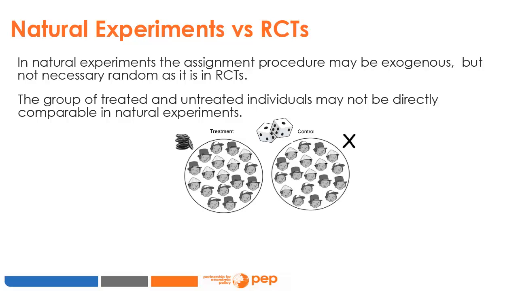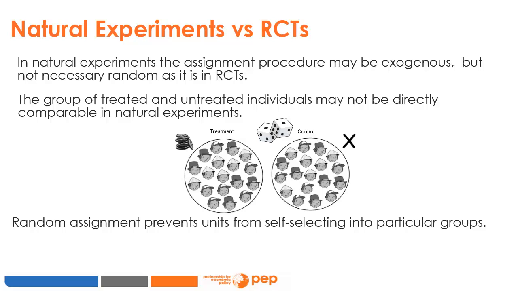Units are selected into the treatment or control group based on a random assignment mechanism, for example a lottery, designed by the researchers. This random assignment prevents units from self-selecting or being selected by others into particular groups, and thus ensures that the treatment and control groups are similar in terms of all observed and unobserved characteristics. Because the only systematic difference between the two groups is the treatment that was randomly assigned, comparing the mean outcomes of the two groups provides an estimate of the causal effect of the treatment.